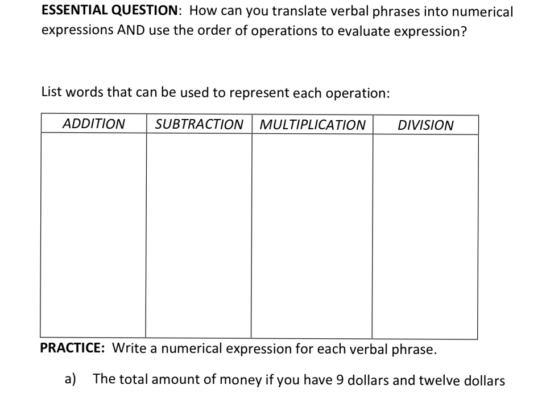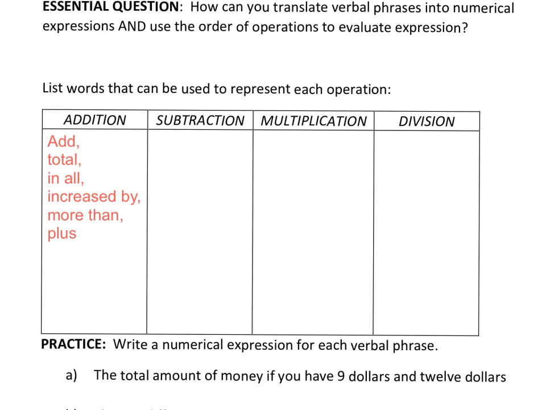Now let's look at the list of words that can be used when we are representing each operation. In our first column, we have words that talk about addition. Some words that we can use for addition are add, total, in all, increased by, more than, plus, and of course there are many more. Now for our column in subtraction, some words that we could use are subtract, difference, decreased by, less than, minus, or subtracted from.